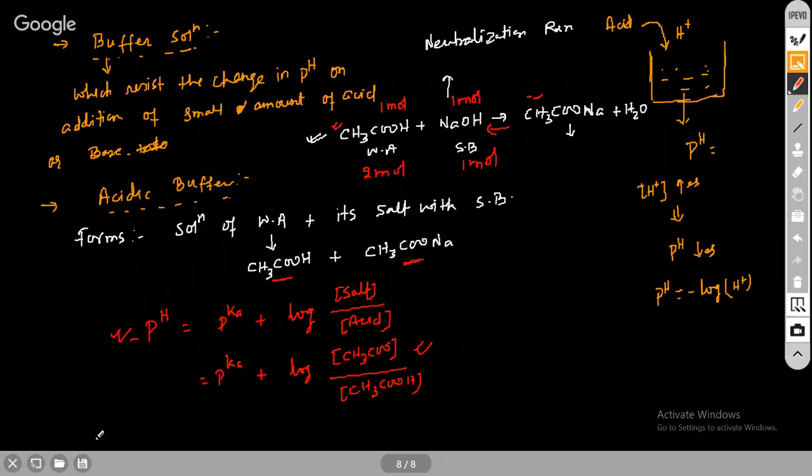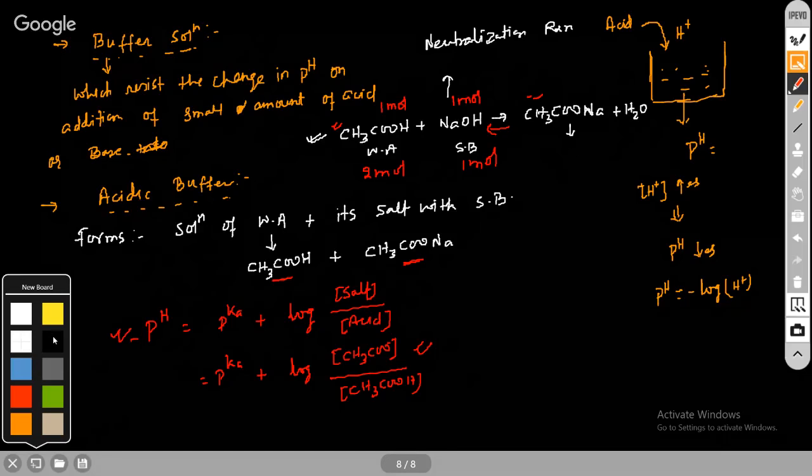Now, basic buffer, you write down the second type of buffer solution here. And one more thing, when I take the revision class for ionic equilibrium, I'll again discuss this and see some questions on this also. You don't worry about this. We are not discussing now how a buffer solution works, how it neutralizes and tries to maintain the pH of the solution. We don't have time, but we'll discuss this in the revision class.